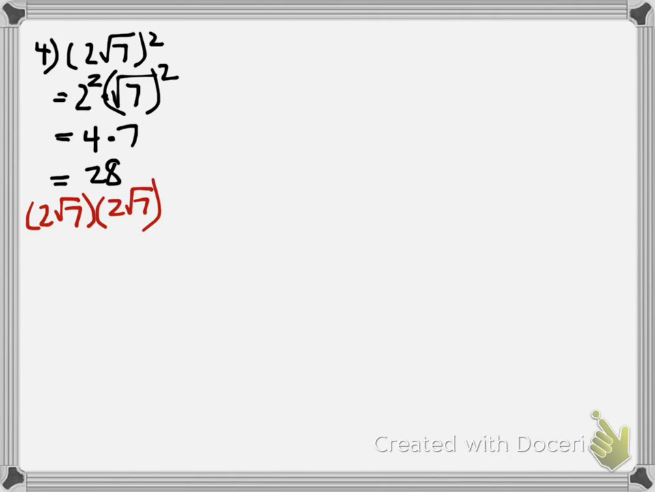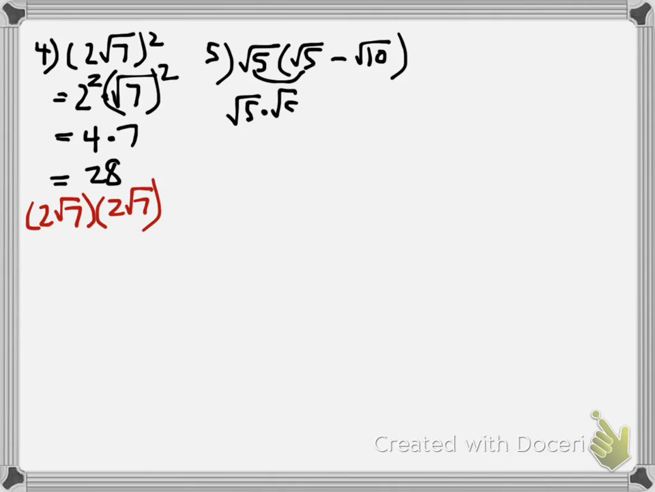All right, let's try another one. What if I asked you to take radical 5 times the quantity radical 5 minus radical 10? What would I do here? Emily S.? You would distribute the radical 5 to the radical 5 and the radical 10. Yeah, it's just a distribution problem. So you're saying I'm going to multiply that radical 5 times the first radical 5, and then I'm going to multiply that outside radical 5 with that radical 10.